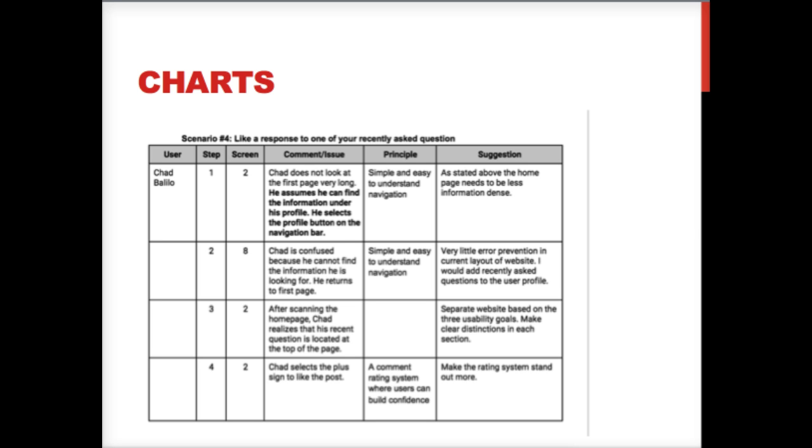So in this example, Chad doesn't look at the first page very long. He assumes that he can find the information under his profile, and then he goes to the profile in the navigation bar. But to find the like, you just had to go to the feed and hit the like button. That was confusing because the feed was tucked away. It wasn't on the home page, so there were lots of confusing things right there. And that's just stuff I would be able to jot down.